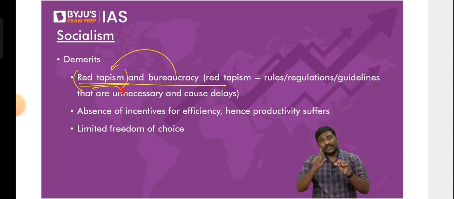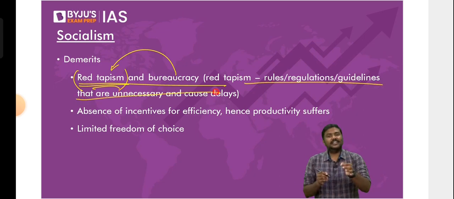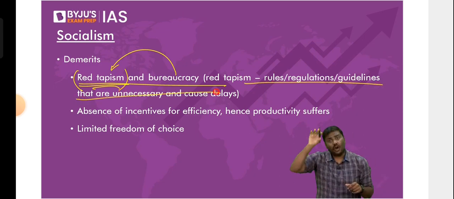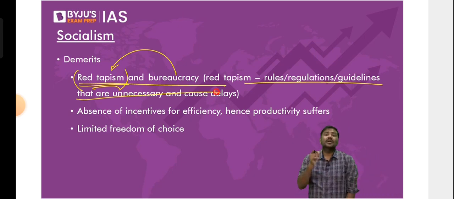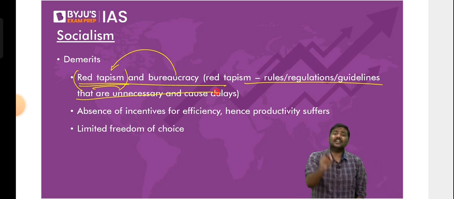A new term for this: it will lead to red tapeism. What do you mean by red tapeism here? Red tapeism simply refers to a set of rules or guidelines implemented by the government, which itself causes a delay in the process. I will repeat the statement. Red tapeism simply means the rules or regulations implemented by the government, which are themselves the cause of the delay. I'll give you an example.